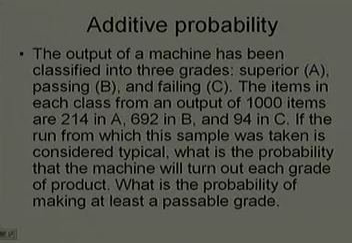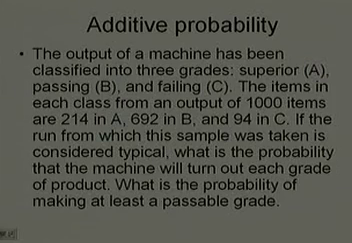The items in each class from an output of 1000 items are 214 in A, 692 in B, and 94 in C. That means there are 1000 output, and out of this, 214 belong to A grade, 692 belong to B grade, and 94 belong to C grade.